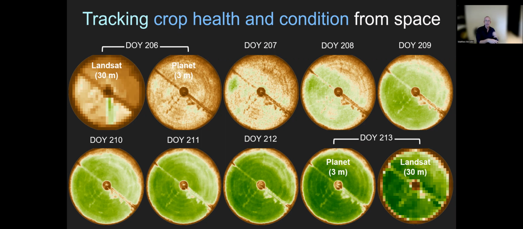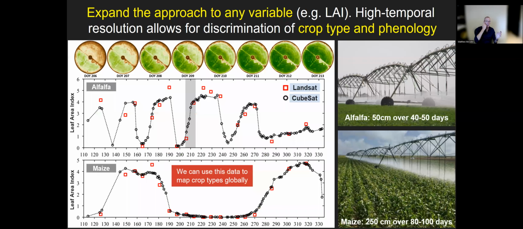If you were using Landsat or even Sentinel, you would completely miss some of these transitions. Now, with that information, you can actually start to develop other approaches. And this is where we look at leaf area index in this case. We're tracking leaf area index, providing new insights into crop health and condition.